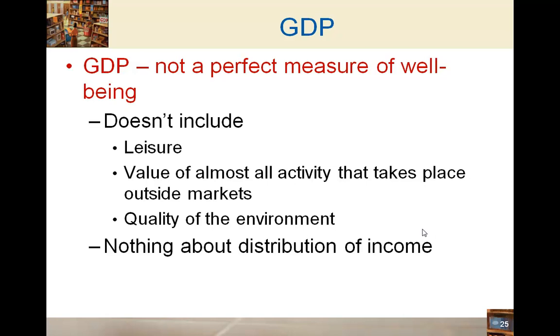So here are some of the other things it doesn't include. Leisure. That's a very important aspect of life. We don't work like crazy to just get stressed out and die early. The whole point of work is to have leisure, and more leisure if possible. The value of almost all activity that takes place outside of the markets is also not included. So if a society has more charitable work, for instance, that's not included. The quality of the environment I've already mentioned. It also says nothing about who gets that income. We calculated an average level of income for the economy, average level of goods and services produced. Of course, there could be some people in the economy who have fabulous incomes and other people who have terrible incomes. Remember, that's just an average.